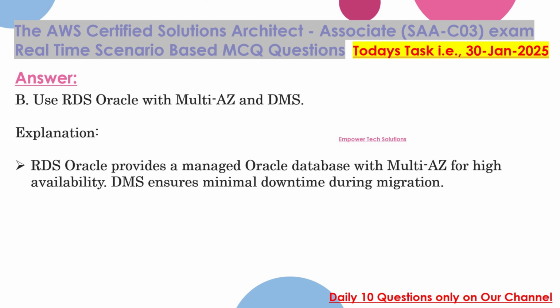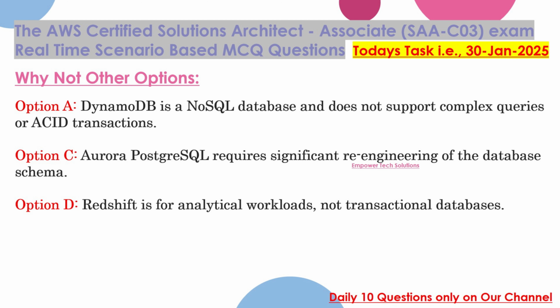Explanation: RDS Oracle provides a managed Oracle database with multi-AZ for high availability. DMS ensures minimal downtime during migration. Why not other options? Option A, DynamoDB is a NoSQL database and does not support complex queries or ACID transactions. Option C, Aurora PostgreSQL requires significant re-engineering of the database schema. Option D, Redshift is for analytical workloads, not transactional databases.